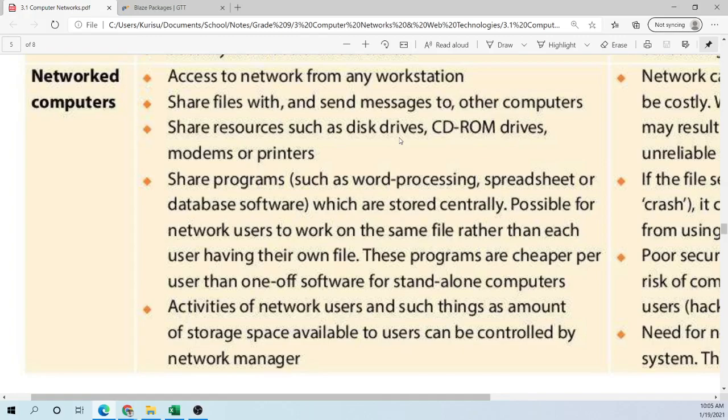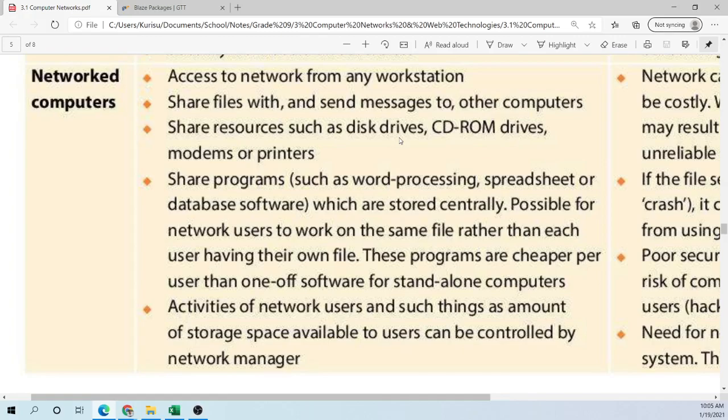We can share programs. And because we can share programs, it means that we have a lower cost. Because we don't have to buy a program for each computer now. We can buy maybe one program and then we can share that program over the network. So we're only buying a license for one program and all the other computers on the network will be able to make use of that one licensed program, thus cutting down costs.